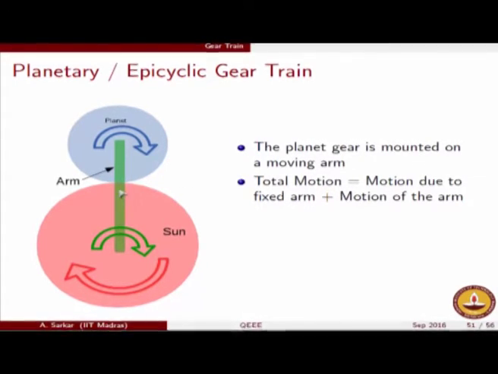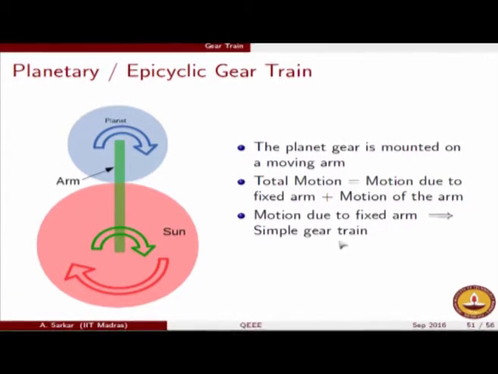If I am standing on the planet, then I will observe a certain motion. If I am standing on the arm, then I will observe a certain motion of the planet. But the motion as observed by the observer fixed on the inertial frame of the earth will be the motion of the observer fixed to the arm plus the motion of the arm itself. So relative motion is basically the motion of the planet relative to the arm plus the arm motion, which will be the total motion as observed by the inertial observer.